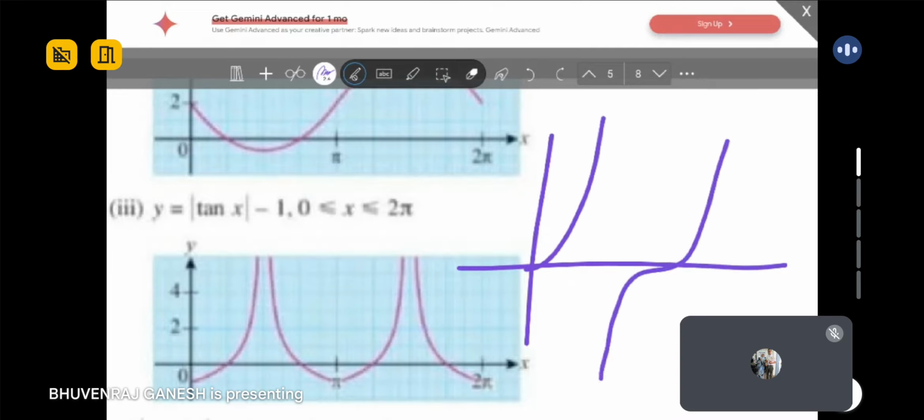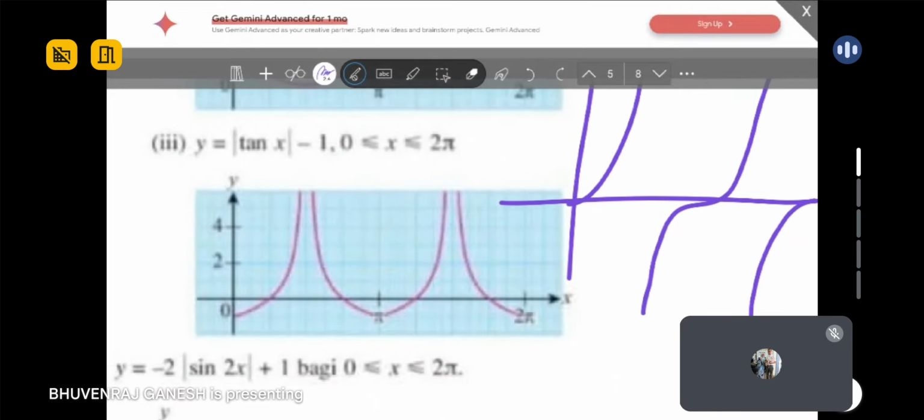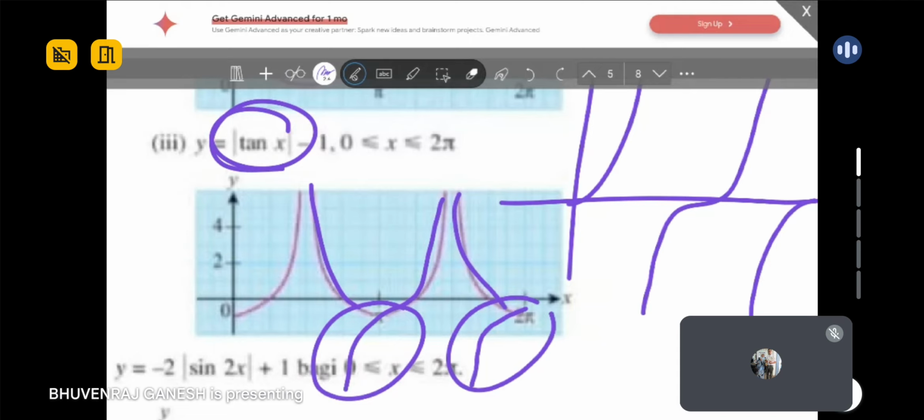Ini graf asal tangent, original tangent. Kamu nampak guys, dia pantul kan? Betul? It actually reflect. Okay, graf asal dia macam ni, tanpa modulus. Okay, this is your original graph. Can you all see it? So yang ni dia pantul kat sini. Yang ni dia pantul kat sini. Kenapa pantul? Sebab modulus. Modulus also will cause your graph to reflect on the x-axis. Negatif pun akan bagi graph terpantul kat paksi x.